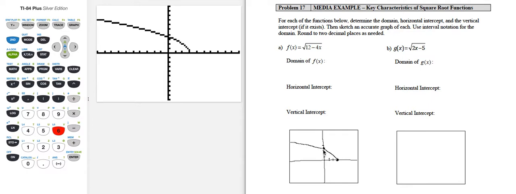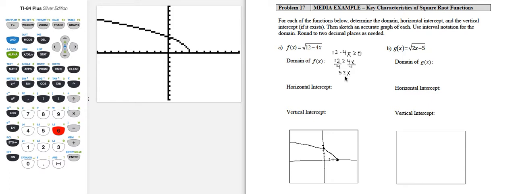All right, so we need to find these ordered pairs, find the domain, stuff like that. So for the domain, we want what's under the radical to be greater than or equal to 0. So 12 minus 4x must be greater than or equal to 0. I could solve this in a bunch of different ways. The easiest way is to add 4x to both sides. So that gives me 12 greater than or equal to 4x. Then if I divide both sides by 4, I get 3 is greater than or equal to x.